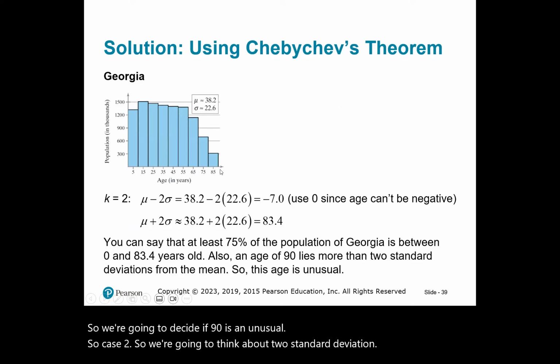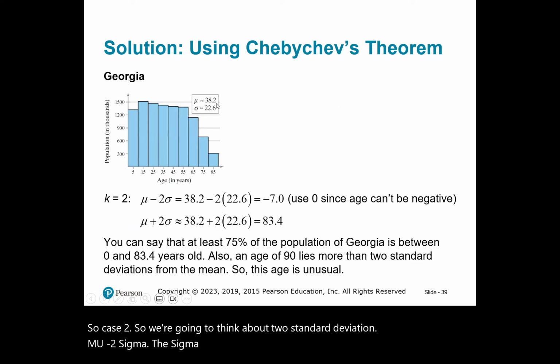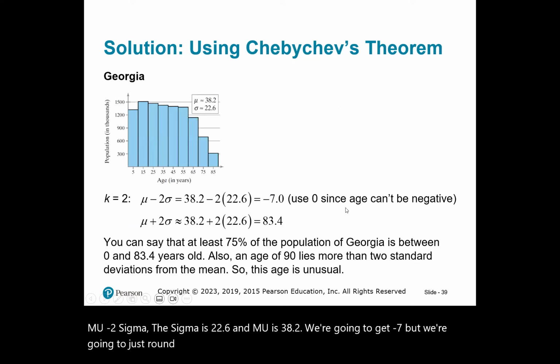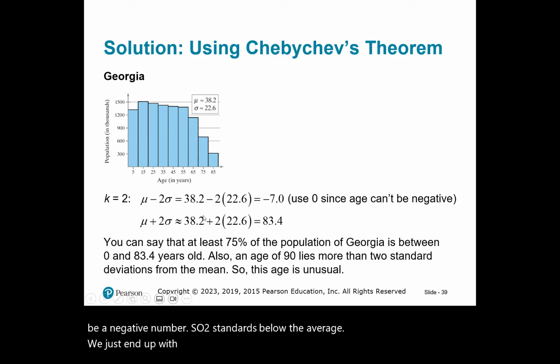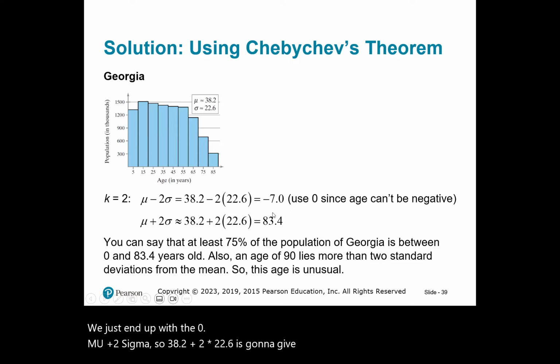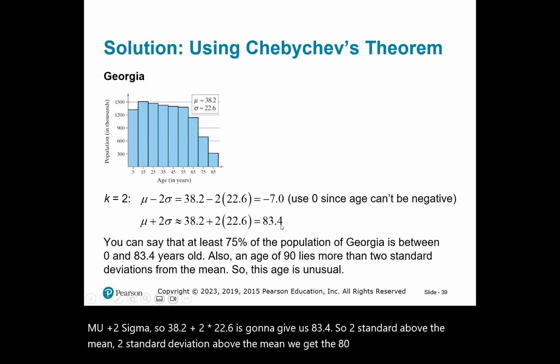So K is 2, so we're going to think about 2 standard deviations. Mu minus 2 sigma, where sigma is 22.6 and mu is 38.2, we're going to get -7. But we're going to just round this up to 0 because we're talking about an age, and age cannot be a negative number. So 2 standard deviations below the average, we just end up with 0. Mu plus 2 sigma, so 38.2 plus 2 times 22.6 is going to give us 83.4. So 2 standard deviations above the mean, we get 83.4.